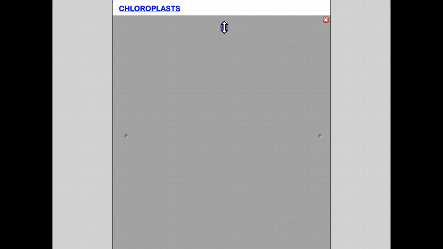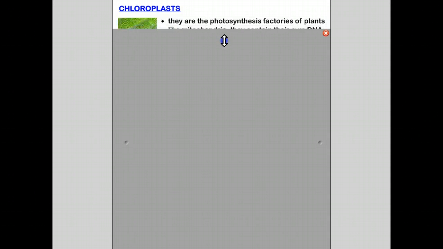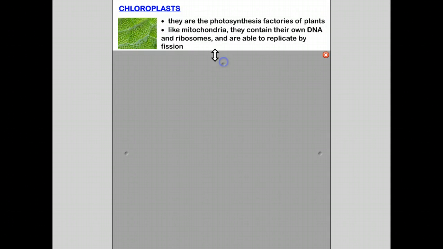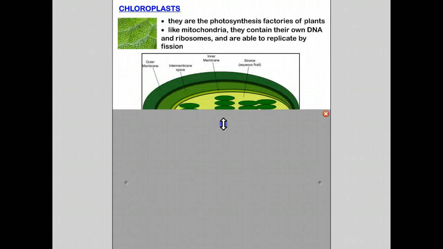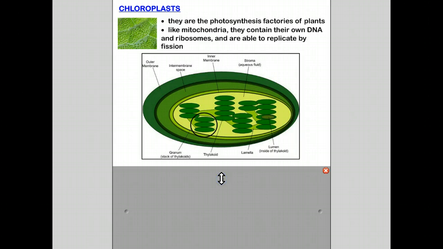The organelle found only in plants, called a chloroplast, is where photosynthesis happens. The chloroplast houses the molecule that helps make plants green. They are the photosynthesis factories of plants, whereas mitochondria are the cellular respiration factories for humans or other organisms. Like mitochondria, they contain their own DNA and ribosomes, and they're able to replicate themselves through a process called fission. So here is one chloroplast blown up and zoomed in, just like we looked at the mitochondria.